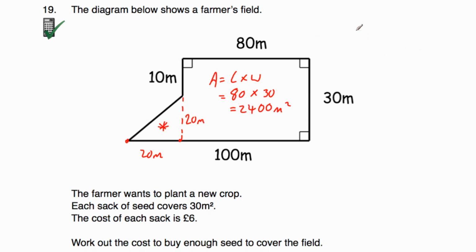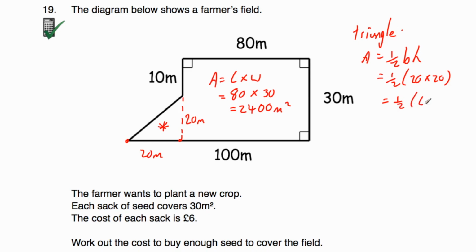So for the triangle, let's write that down. Area is equal to half the base times the height. The base is 20, the height is 20, so let's do half of 20 times 20. It's a calculator question, but we shouldn't need it here actually. 20 times 20 is 400, so we're going to do half of 400, and half of 400 is 200 meters squared. So the area of this triangle is 200 meters squared.